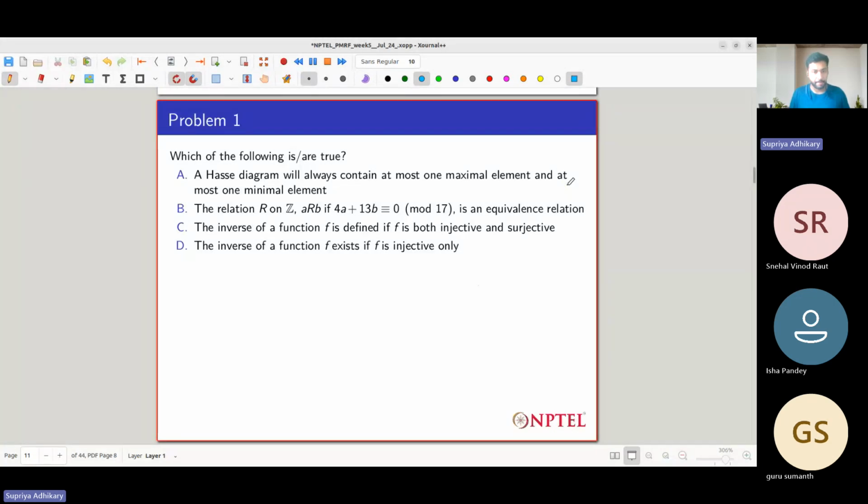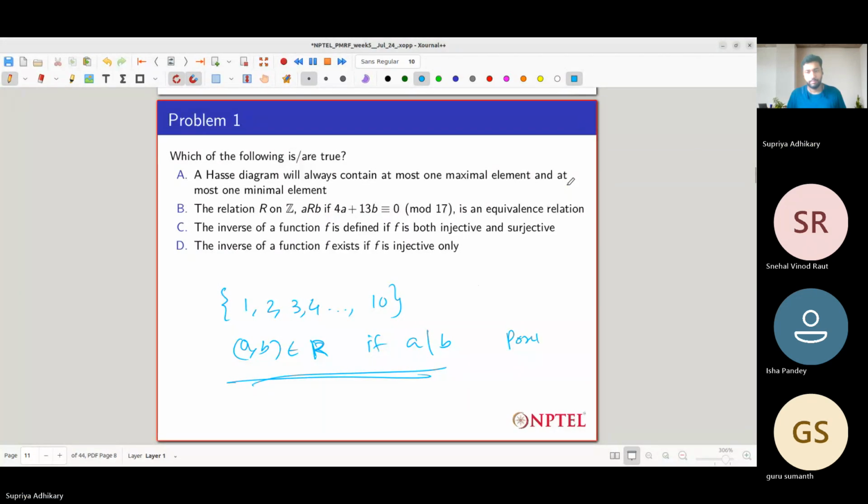So let us consider a set 1, 2, 3, 4 up to 10, the first 10 natural numbers. And the ordering should be, basically we can say that (A, B) belongs to the relation R if A divides B, so we consider a relation like this R. And we have seen in the lectures that this is a poset. We can consider this set X, so this (X, R) is a poset.